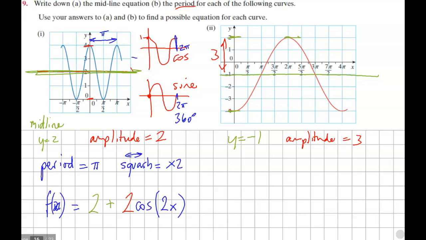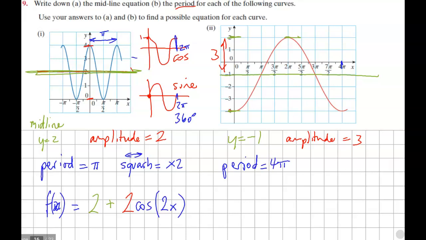And then I want to look at what's going on horizontally. So if we consider the fact that it seems to go through a whole cycle in 0 to 4 pi, I know my period is 4 pi.